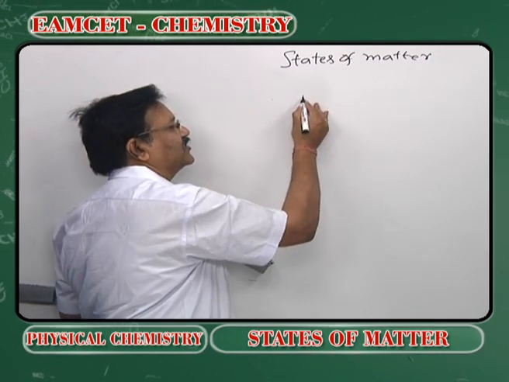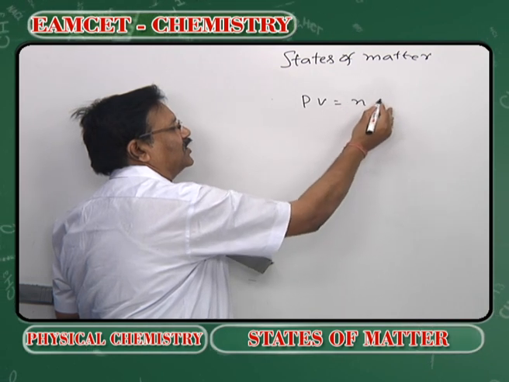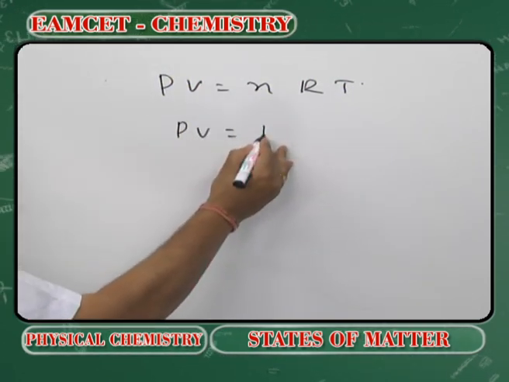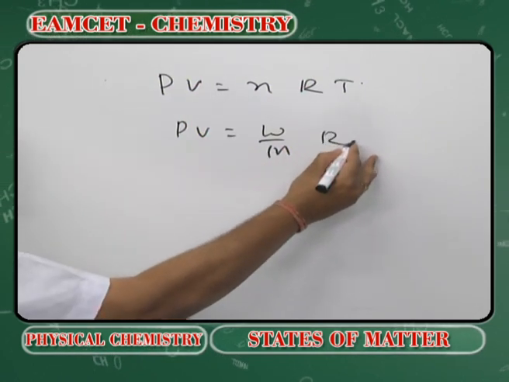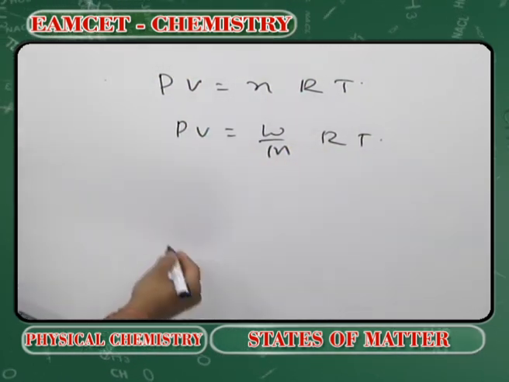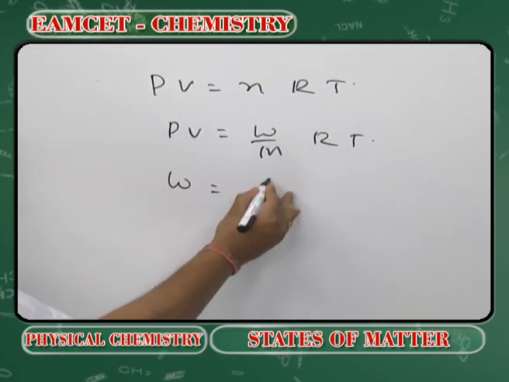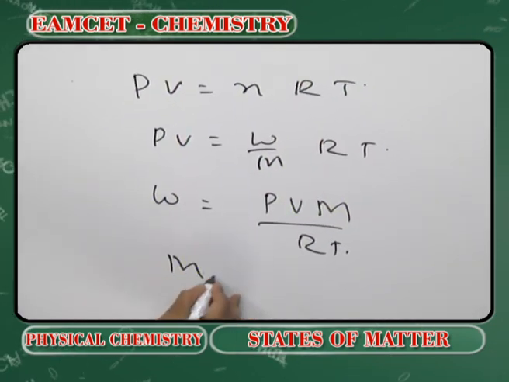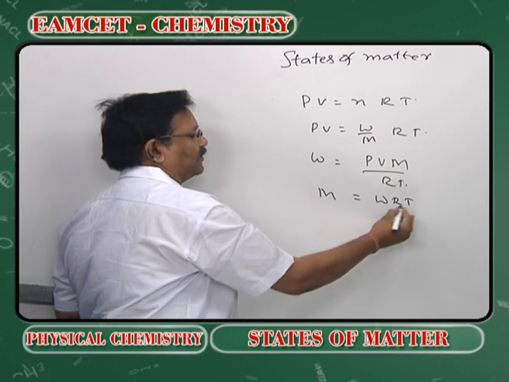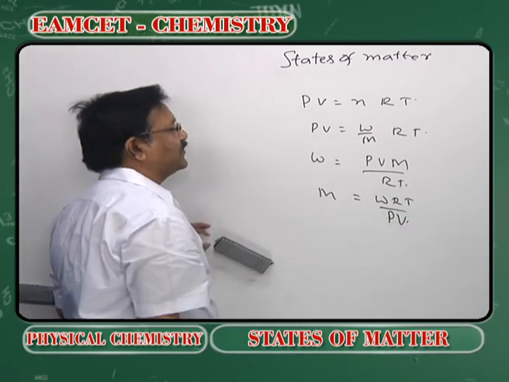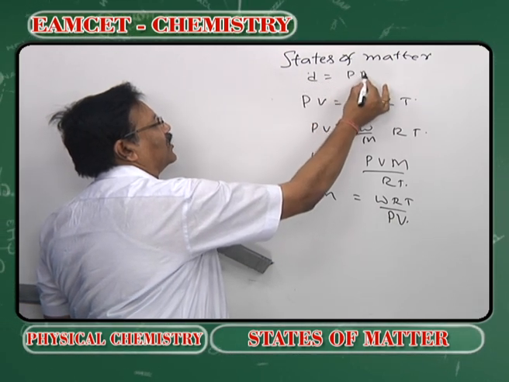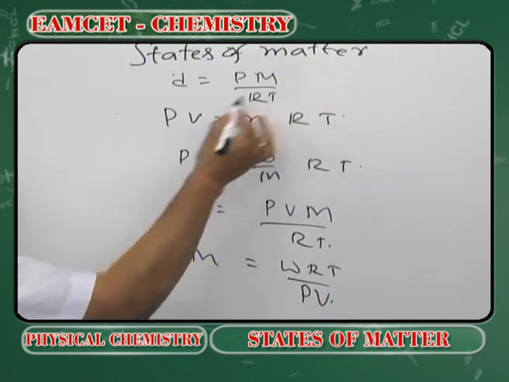Apart from this, we have the ideal gas equation. What is the ideal gas equation? PV is equal to nRT, and PV is equal to W by M RT. What will be W? PVM by RT. What will be the M value? WRT by PV. And what is the expression for density? D is equal to PM by RT.